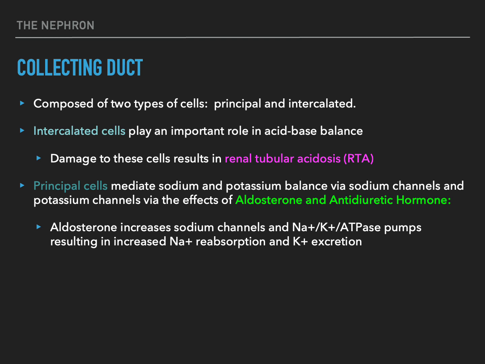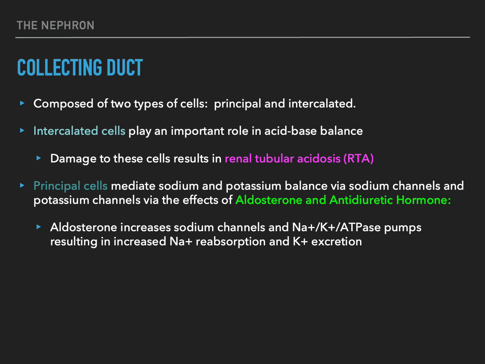The collecting duct is composed of two different types of cells, the principal cells and the intercalated cells. I want to mention these because you will probably hear about them as you learn about different mechanisms of medications and such, just so you understand where they are. The intercalated cells play an important role in acid-base balance.